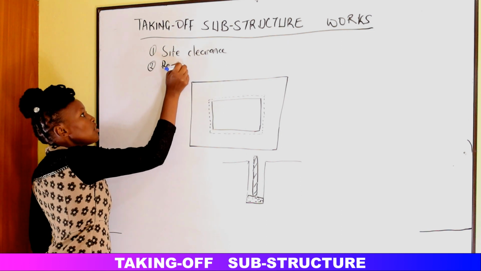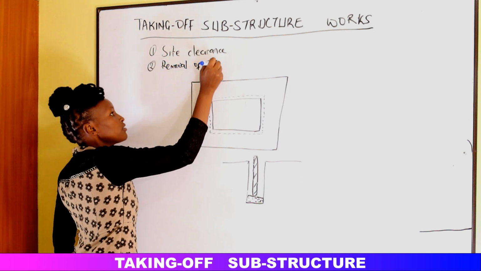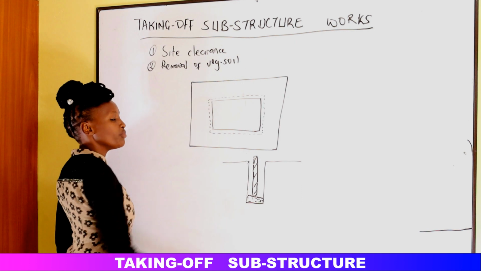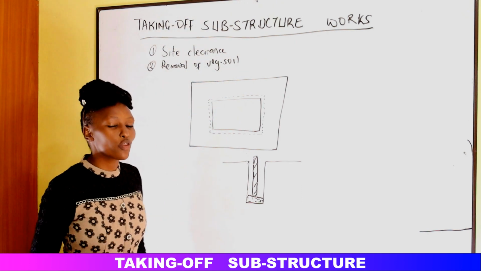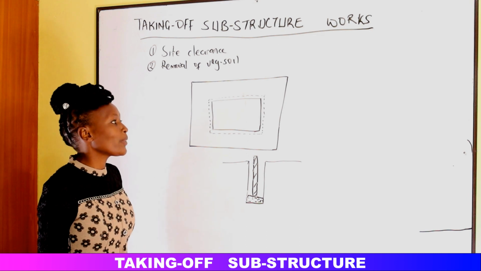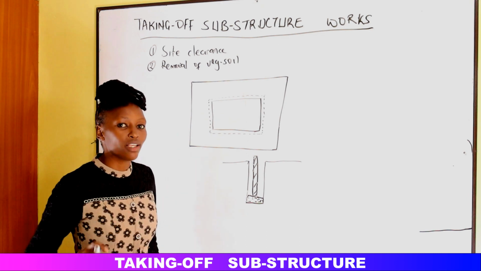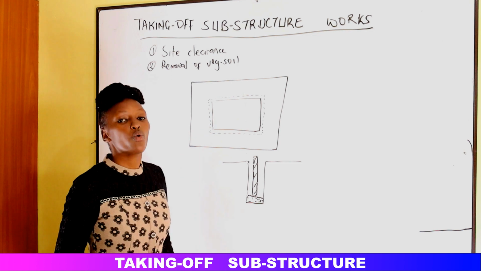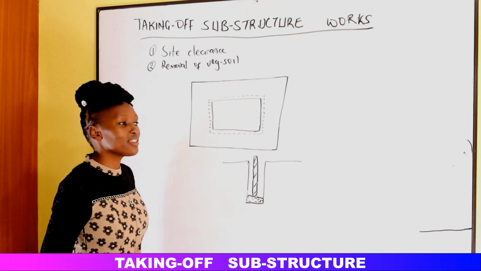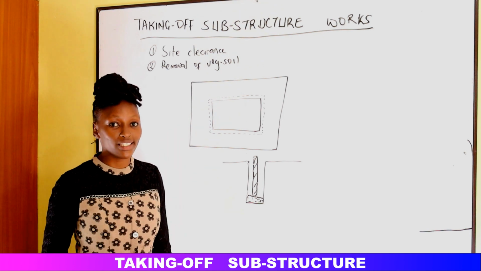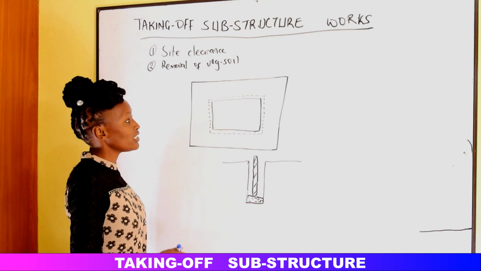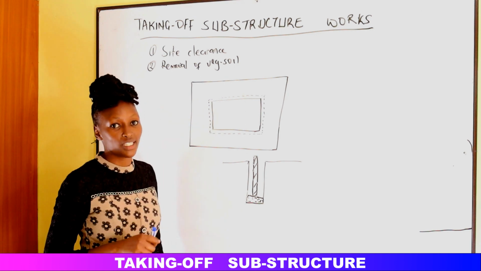The next measurement that we will do is the removal of vegetable soil. What is vegetable soil? Vegetable soil is that soil that supports growth of vegetation. So after clearing the site, we have cut down trees. We will remove all the grass, the undergrowth. We will demolish all existing buildings, and that one we measure by meters squared.